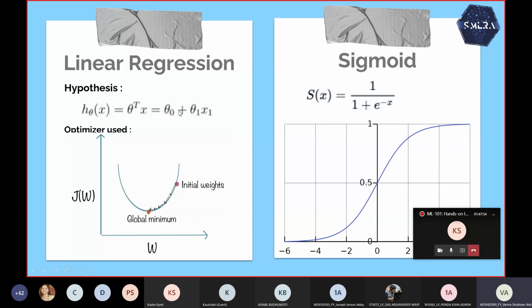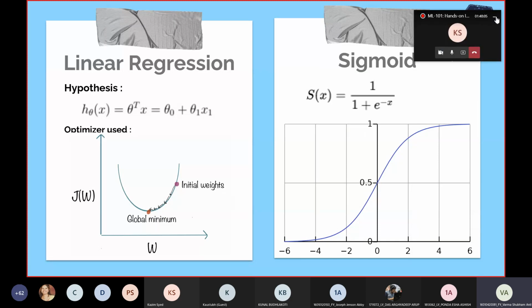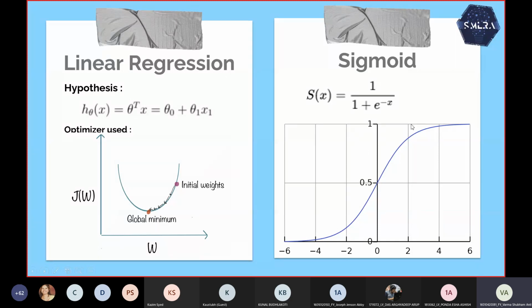It was something like y equal to mx plus c. A similar thing we have in logistic regression, but in logistic regression we have to remember that we have to classify into two classes. One is 0 and the other one is 1, like either it is spam or it is not spam.